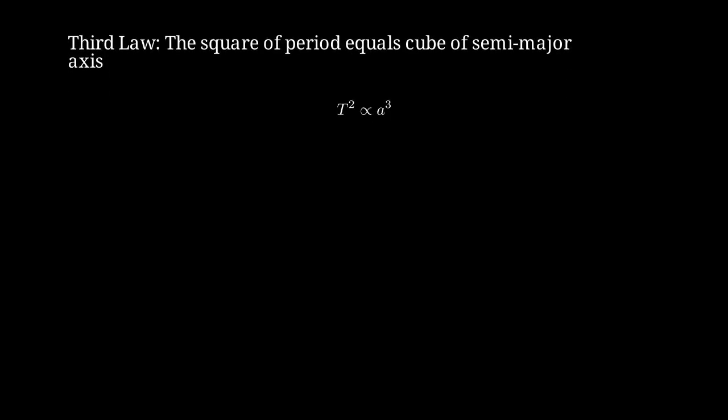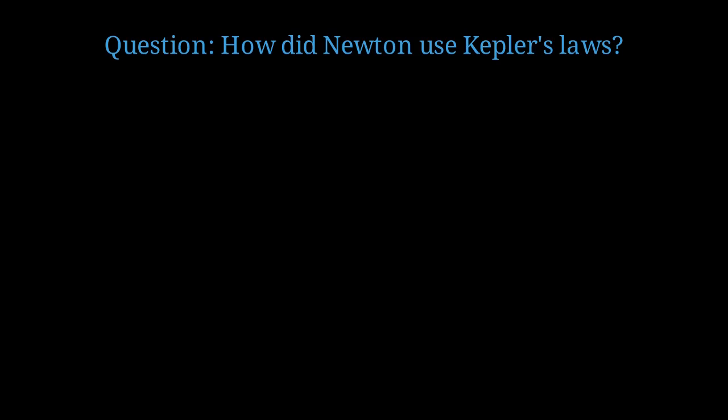Mathematically, T squared is proportional to a cubed, where T is the period and a is the semi-major axis of the ellipse. Now here's an important question. How did Newton use Kepler's laws to discover the law of universal gravitation? The answer involves a brilliant combination of mathematics, physics, intuition, and careful analysis of data.